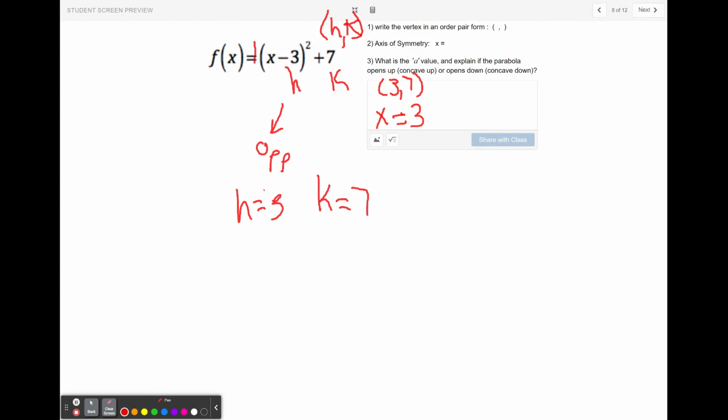And then there's really a number right here. There's a 1, even though we don't write it. And since it's positive, it's going to be concave up. And of course, you're going to write in complete sentences. I'm just more talking than actually writing.